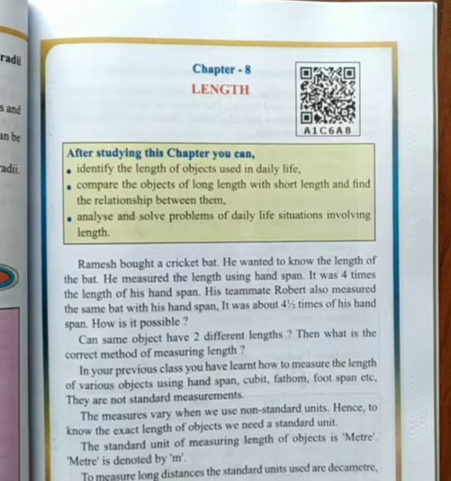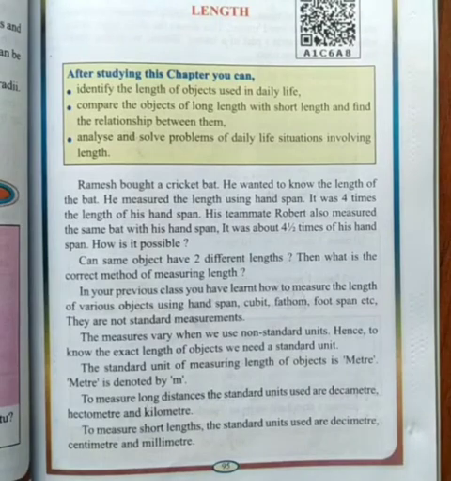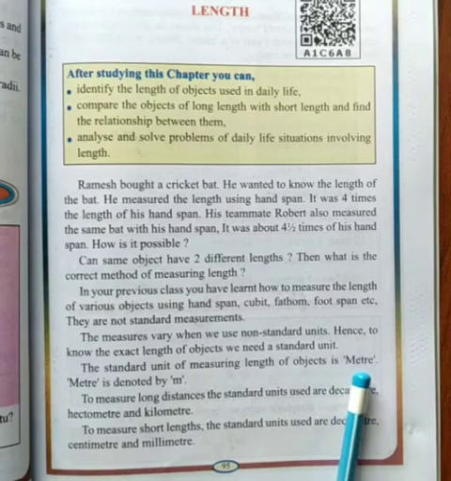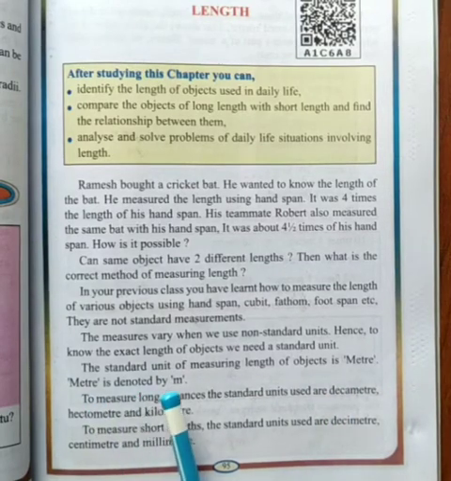Okay, in the previous class you learned how to measure the length of objects using a foot, pans, or by using the tape. Suppose you want to measure the length of anything, for some objects we will be using scales, isn't it right? So the standard unit of measuring the length of an object is meter. Meter is denoted by m.